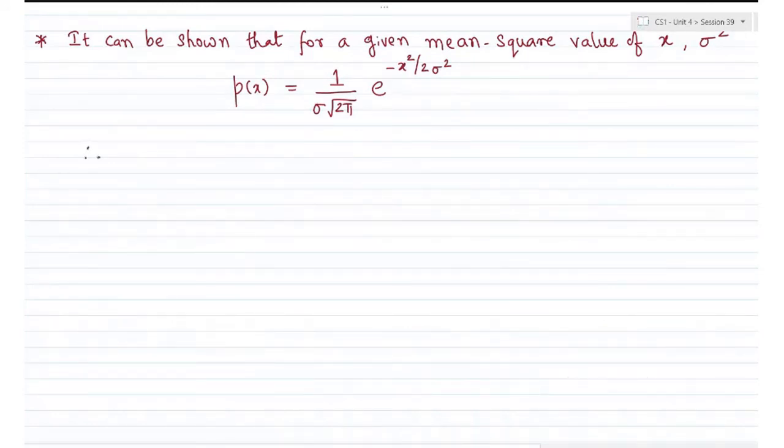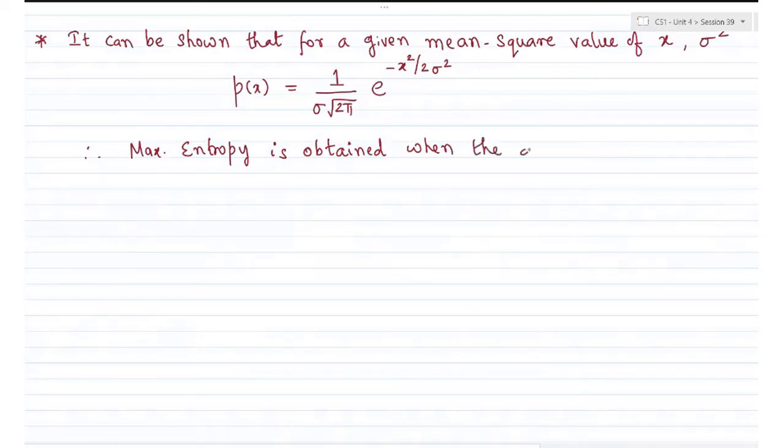Okay, therefore we can conclude that for a given mean square value, the maximum entropy or maximum uncertainty is obtained when the distribution of x is Gaussian.